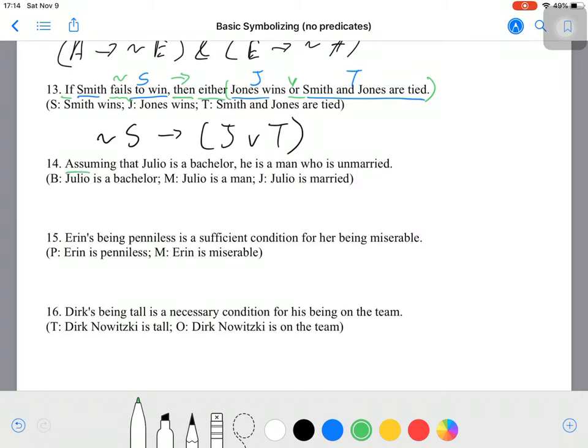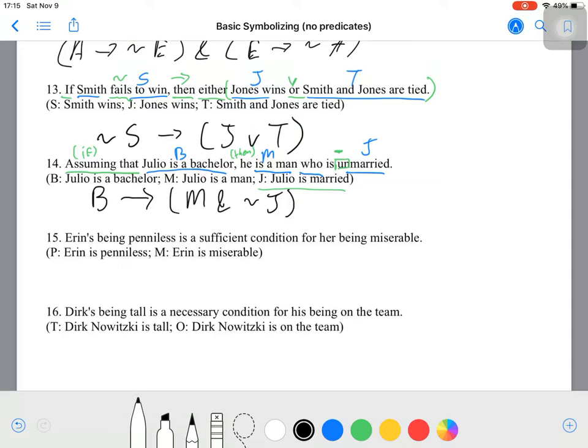Then going on to 14, we have an "assuming that." This also can be translated as "if." So if Julio is a bachelor, implied then, he is a man who is unmarried. And this "un" here is going to be a negation. Why? Because J is actually Julio is married. Then Julio is a bachelor is B. Julio is a man, M. Julio is married would be J. Then we just go and start plugging stuff in. Assuming that Julio is a bachelor, B, it follows that Julio is both a man and Julio is not married.